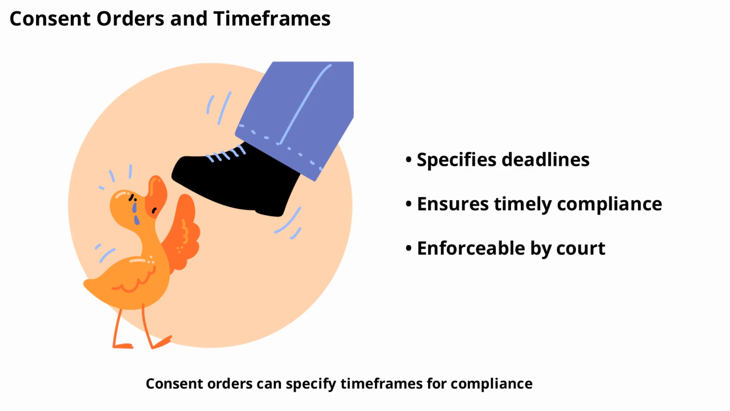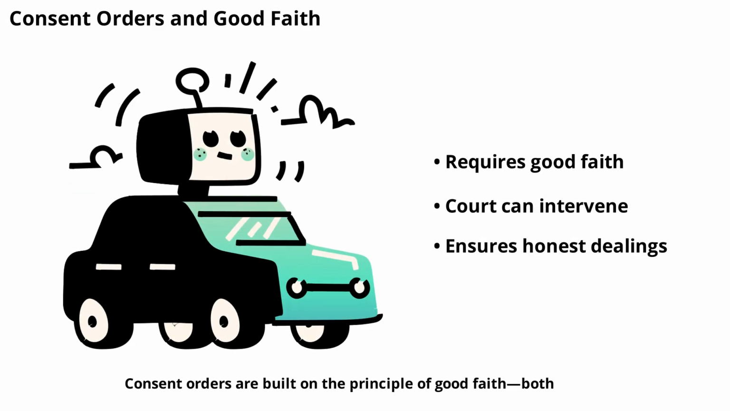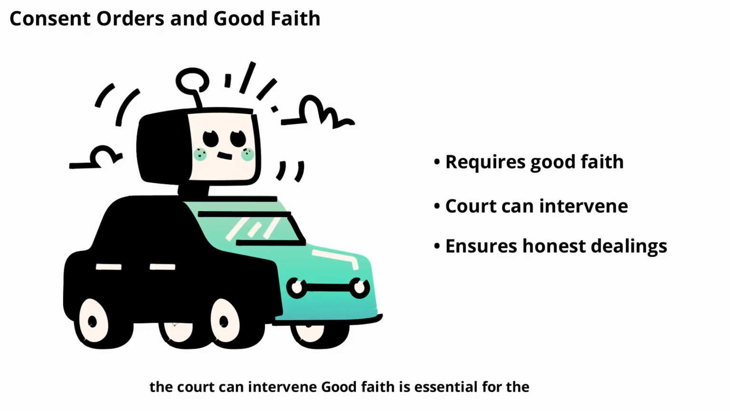Consent orders can specify timeframes for compliance, such as deadlines for payments or actions. Clear timeframes help ensure that both parties know what's expected and when. If a party misses a deadline, the other can seek enforcement through the courts, maintaining the integrity of the agreement. Consent orders are built on the principle of good faith. Both parties are expected to act honestly and fulfill their commitments. If one party acts in bad faith, such as hiding assets or refusing to cooperate, the court can intervene. Good faith is essential for the success and enforceability of any consent order.